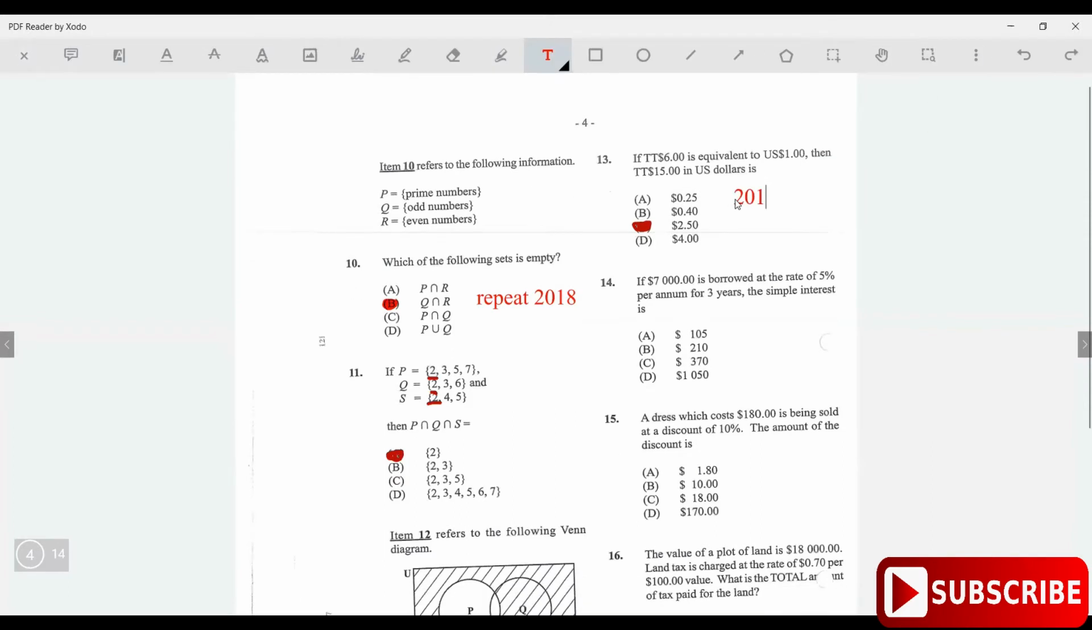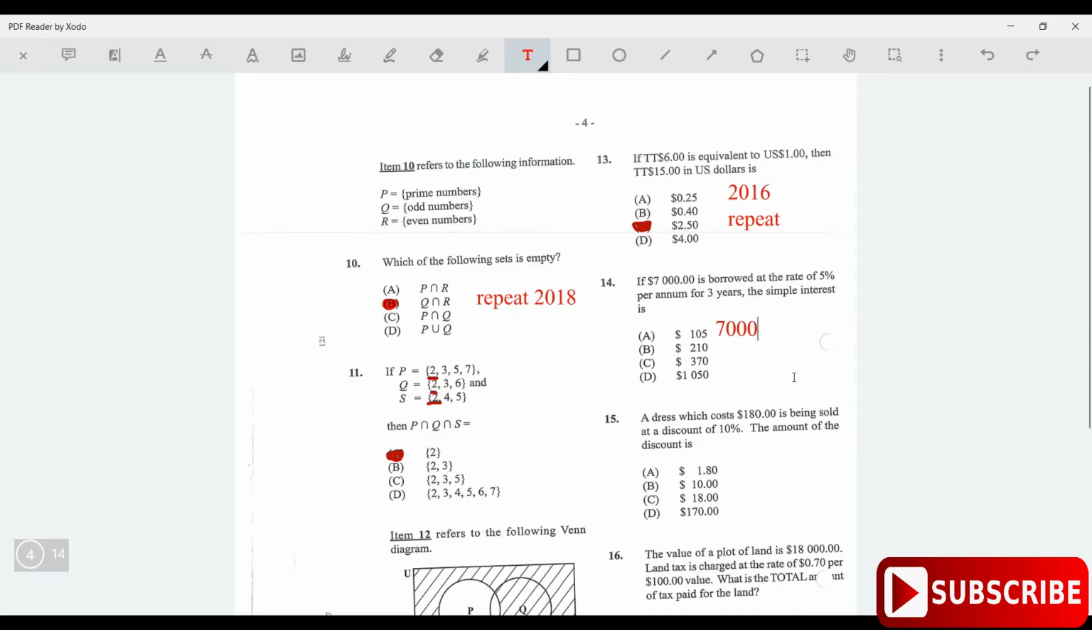Repeat. So make sure to check out the previous ones. Okay, if 7,000 is borrowed at 5% per annum, what's the simple interest? Simple interest is principal times rate times time. So what you're going to work out is the principal, 7,000 times 3 times 0.05. And so what you're going to get is 21,000 multiplied by 0.05, which is really 5 over 100.